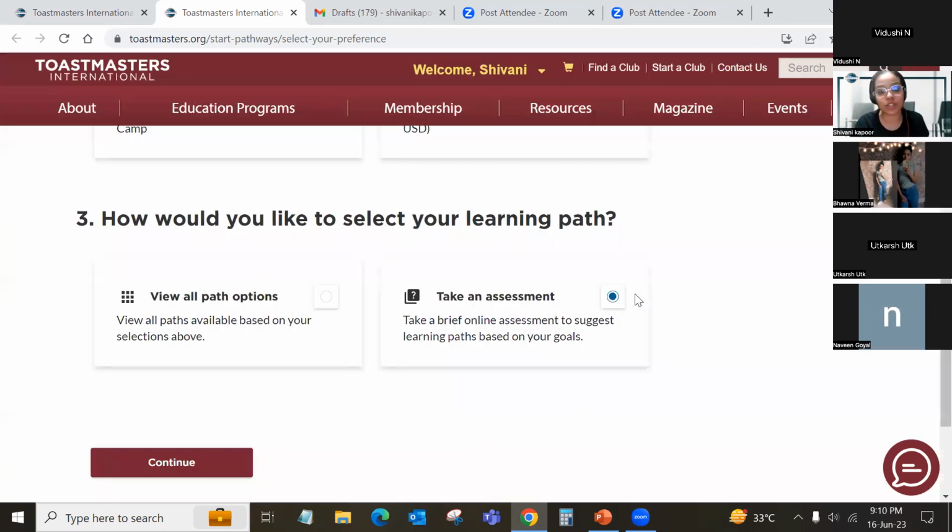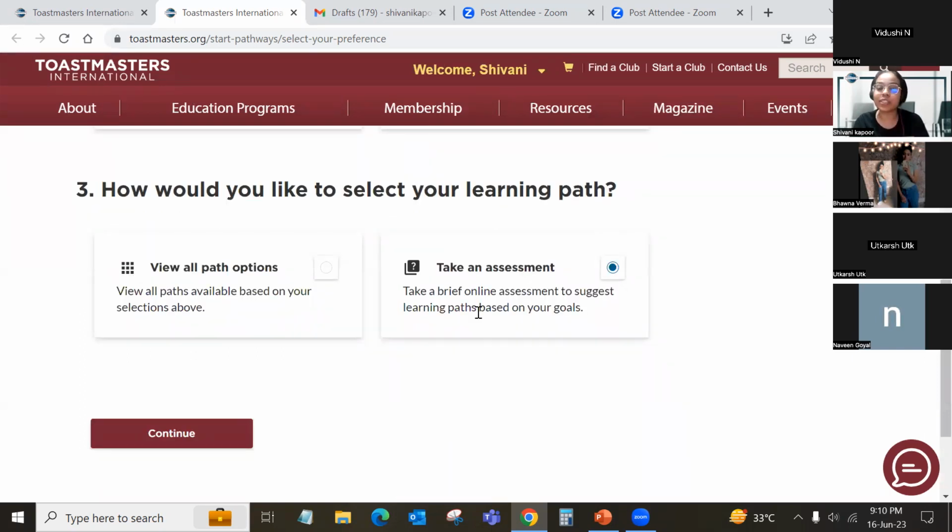First, to check your emails, log into the platform. Second is to take this assessment. So once you take this assessment and complete all this questionnaire, the system, Toastmasters International, will suggest you top three paths out of 11. So they have narrowed it down to top 3, and then it's up to you which one you want to go with. So this was about path selection.